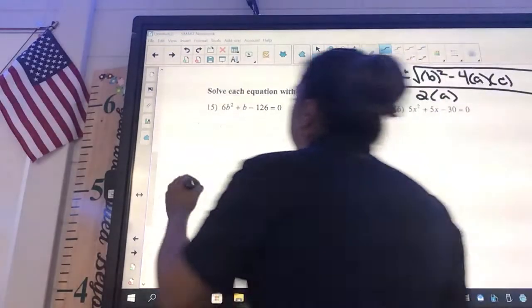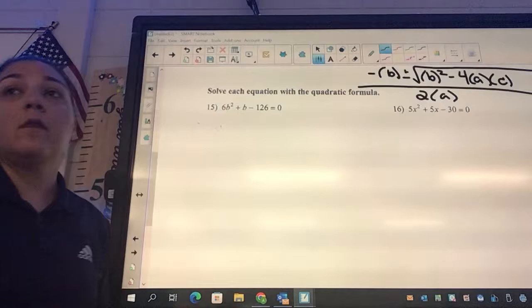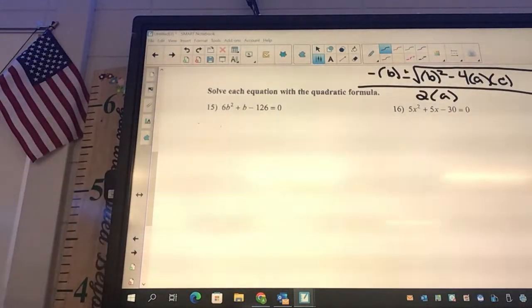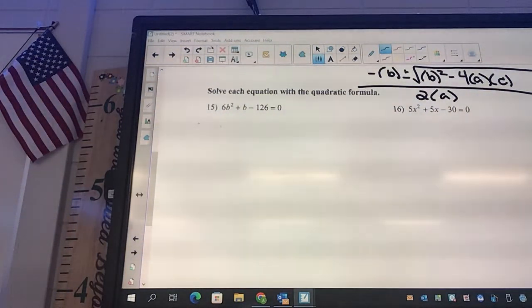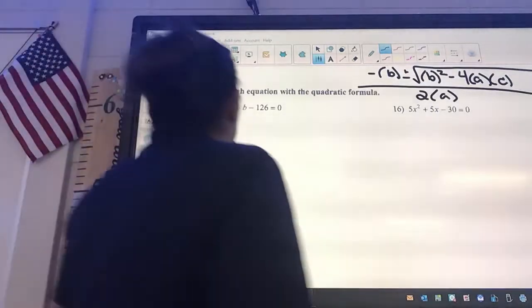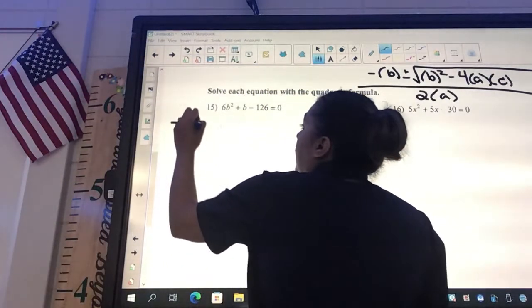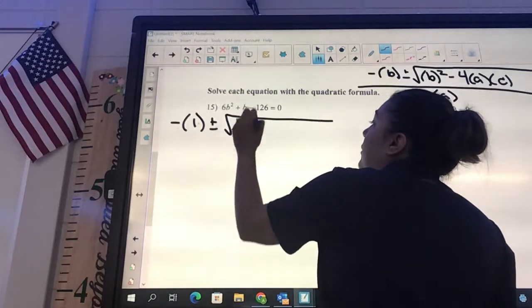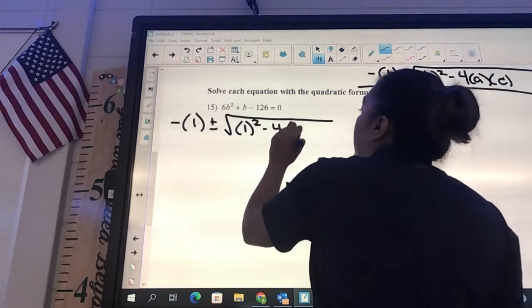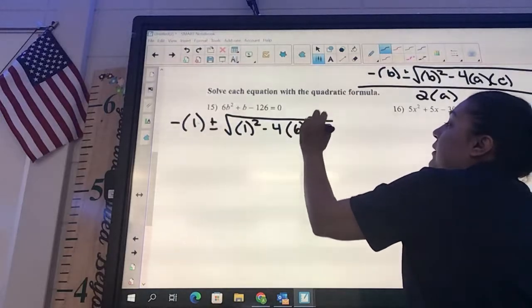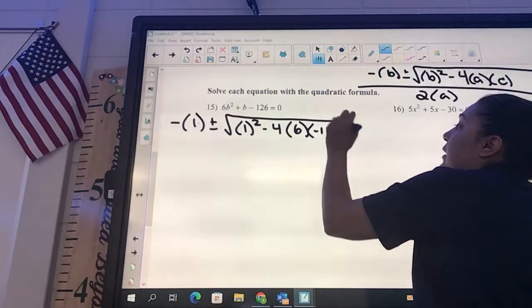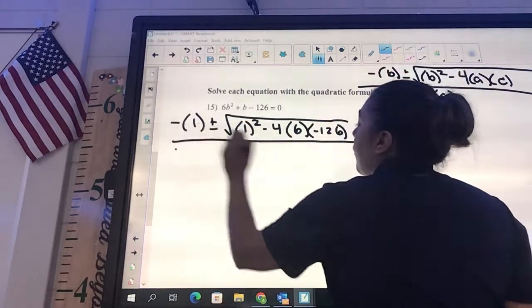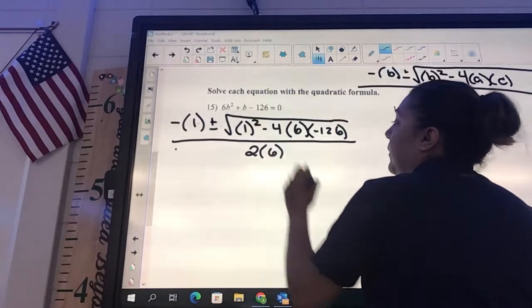Okay, so you're going to get, what is our a? 6. What's our b? 1. C, negative 126. So you got negative 1 plus or minus the square root of 1 squared minus 4 times 6 times negative 126, all over 2 times 6.